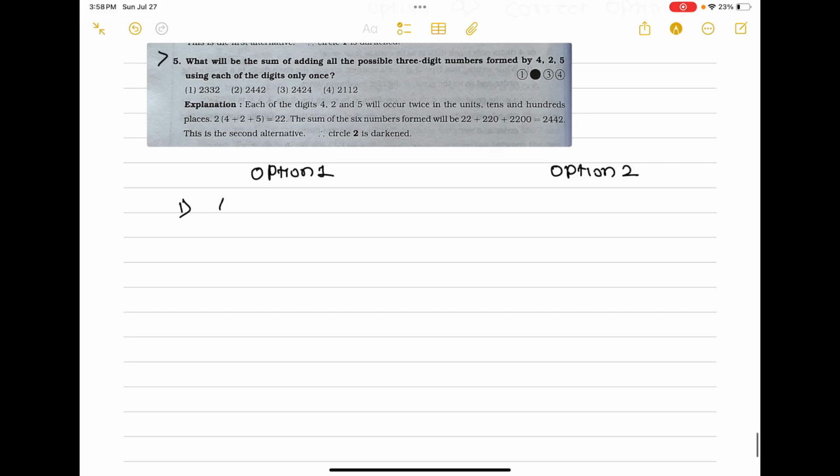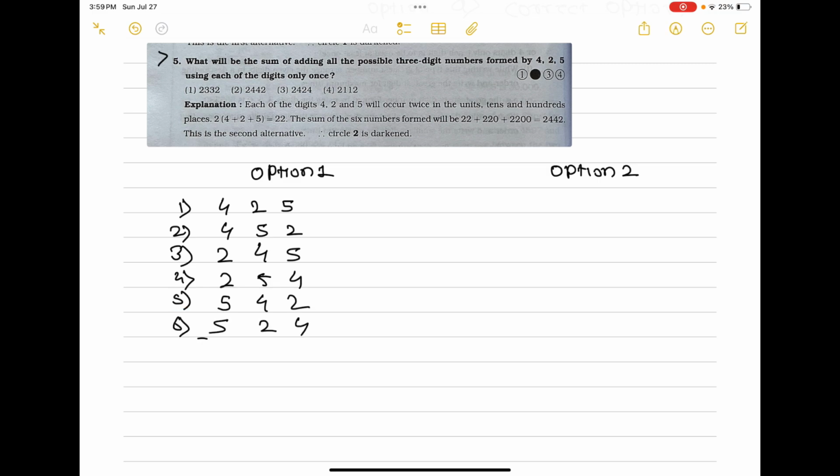One is 4 2 5, second is 4 5 2, just exchange the last two. Third one is 2 4 5, then 2 5 4, then fifth is 5 4 2, then 5 2 4. Okay, we need to do the sum and these sums come to 2442.